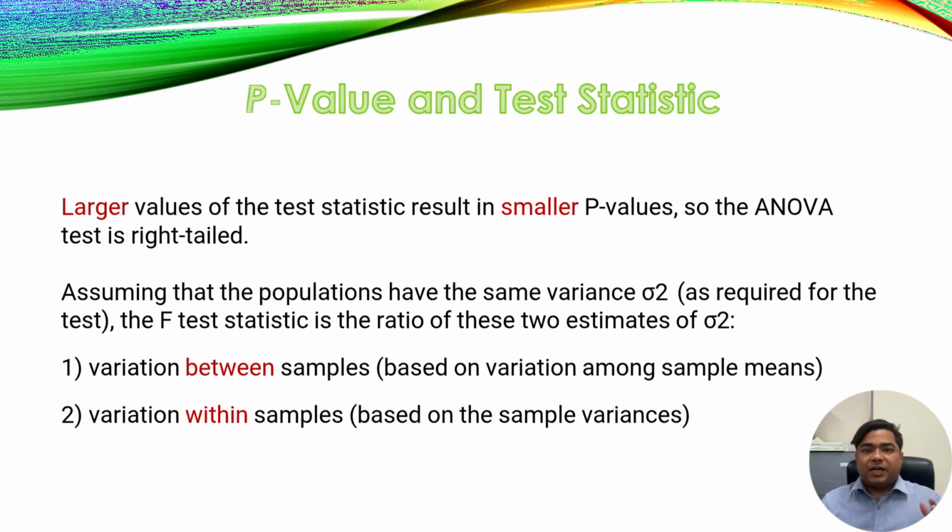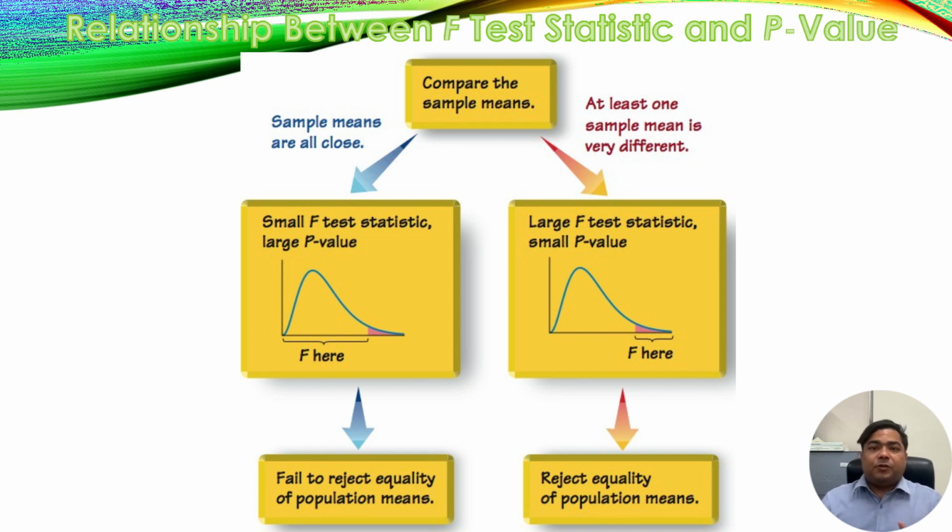The ANOVA test is right-tailed, with larger test statistics leading to smaller p-values. It assumes equal population variance. The F test statistic is the ratio of variation between samples, based on sample means, to variation within samples, based on sample variances. This slide explains the relationship between the F test statistic and the p-value in ANOVA.